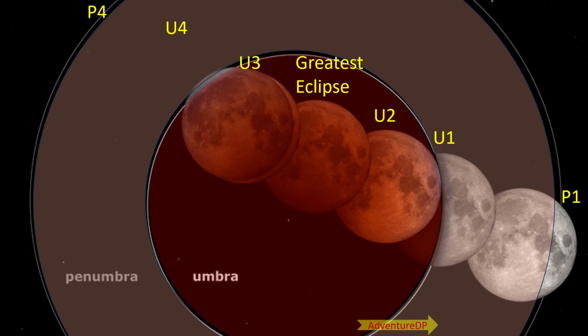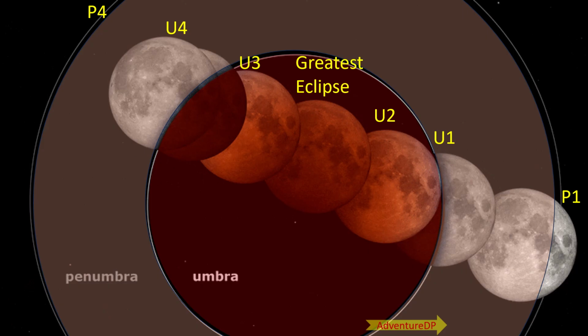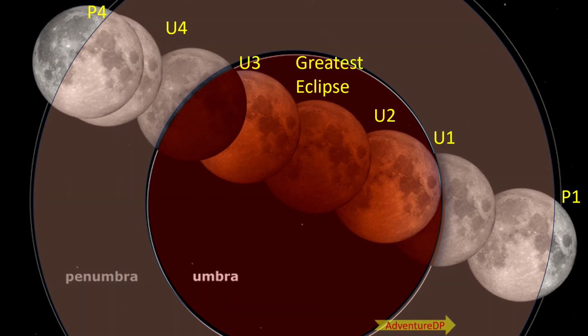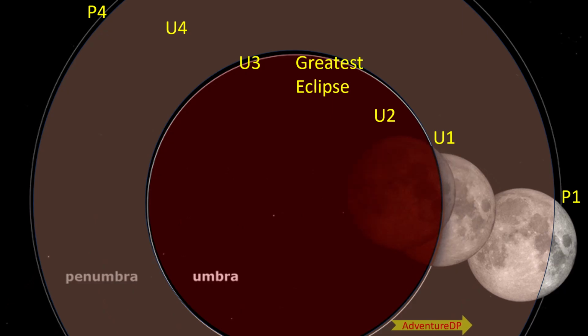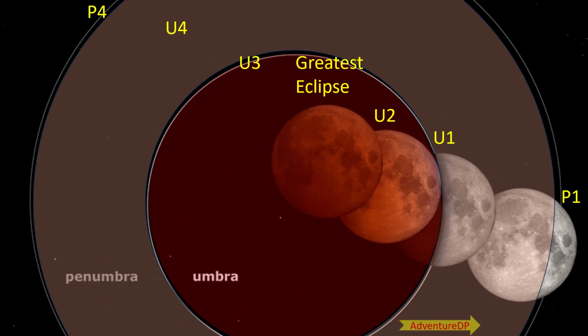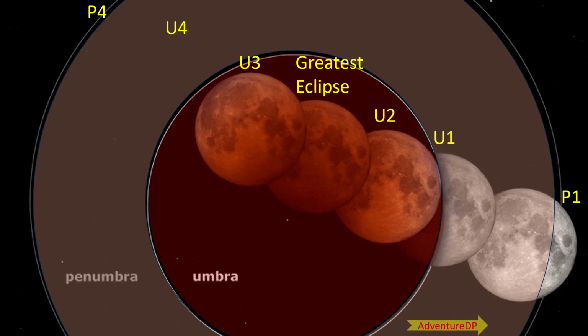Fifth contact, partial eclipse ends, U4. The umbra completely leaves the moon's surface. The moon's entire surface is now clear of the umbra, but it is still passing through the penumbra.